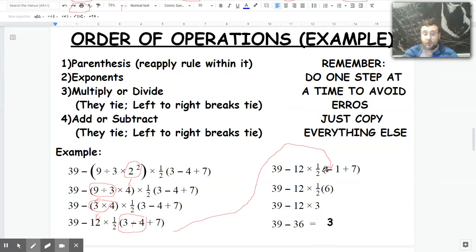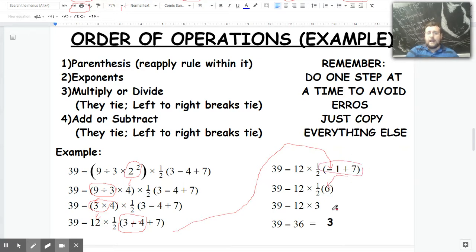Still have parentheses to work on. Negative 1 plus 7, 2 different signs. I can't put them together. Find the difference, and the difference between 7 and 1 is 6. Keep the sign of the biggest, which is 7. So there it is, 6. And that's what I did. I worked on the parentheses step right here.